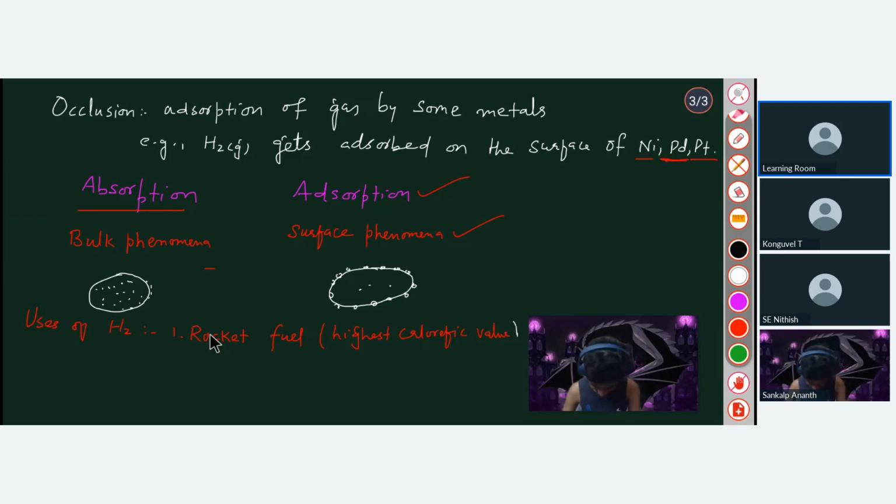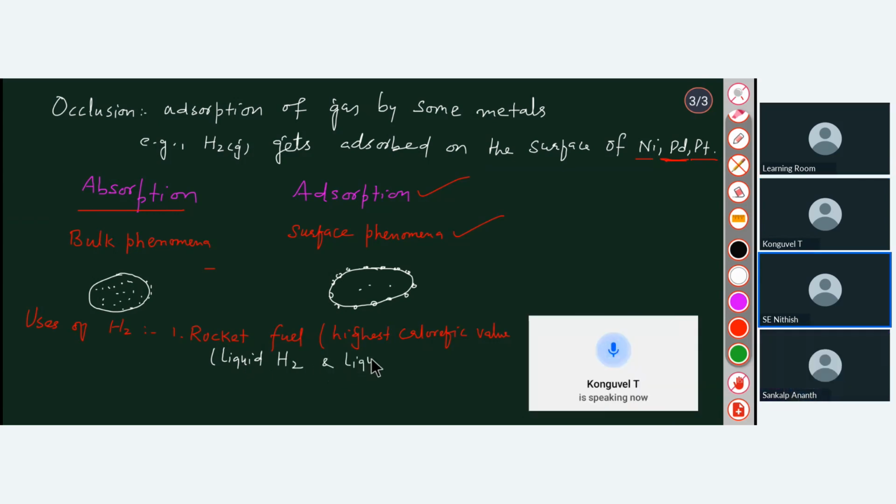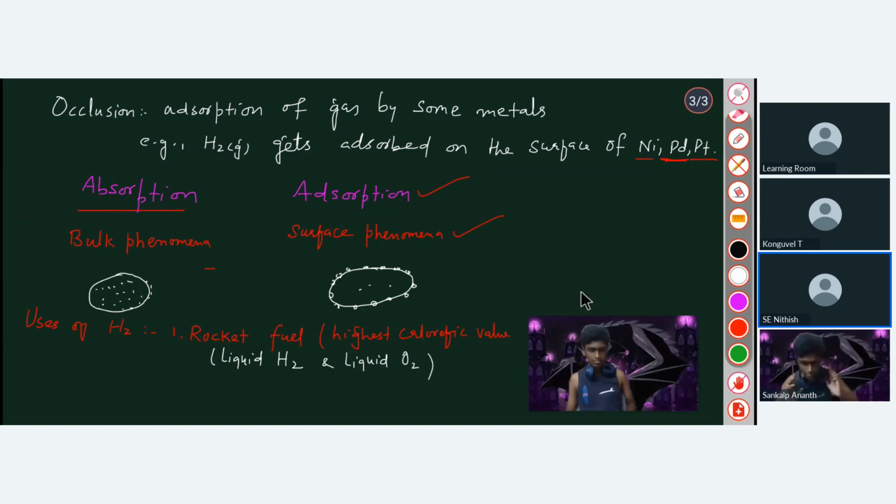Yes. Hydrogen is used as a rocket fuel. You will remember this. Next, hydrogen has the highest calorific value. It burns the fastest, and is used for space research. We use liquid hydrogen and liquid oxygen, which help in burning. Oxygen is always the supporter of combustion. Without oxygen, it won't burn.